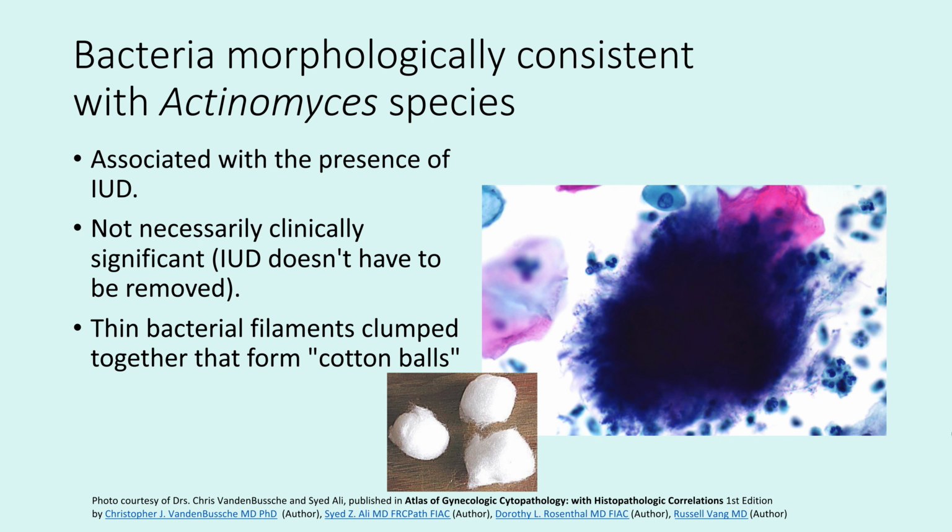The next organism is Actinomyces species. These are associated with the presence of an intrauterine device, not necessarily clinically significant. They don't necessarily, for example, have to take out the IUD. And these thin bacterial filaments clump together and form these sort of cotton ball-like structures. You can tell, obviously in pathology, we like naming everything after something else. So I put the picture of the cotton balls there to remind you.